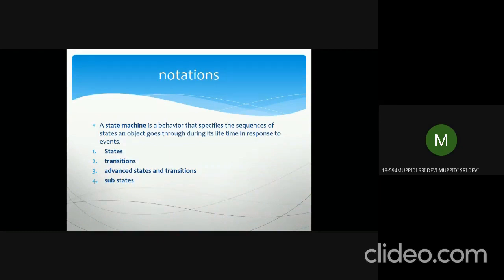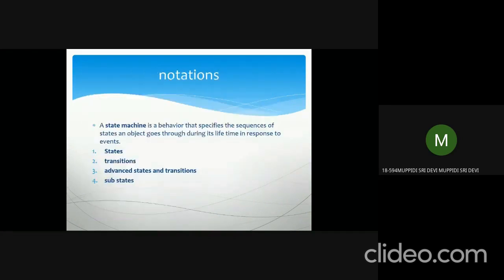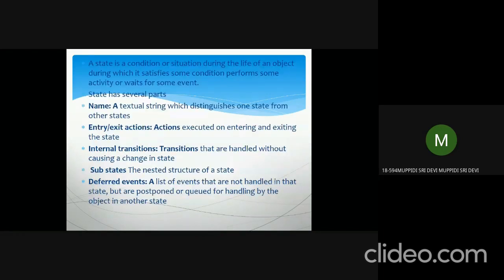States are a feature of a state machine. A transition is a solid directed line. The rounded rectangle is a state. The advanced state is the heating state, which contains some substates and internal transitions. These are the substates as well. These are the notations which are present in a state machine.